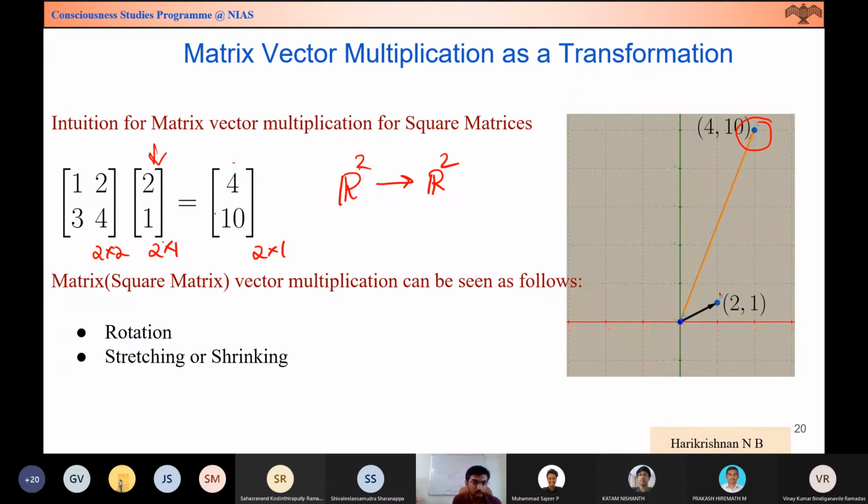And you can see there are 2 things happening, right? If you look at this image here on the right hand side, 2, 1 is actually rotated by some angle. So there is a rotation definitely happening, and there is a stretching. It has been stretched to a value. So matrix vector multiplication can be seen as rotation plus stretching or shrinking.